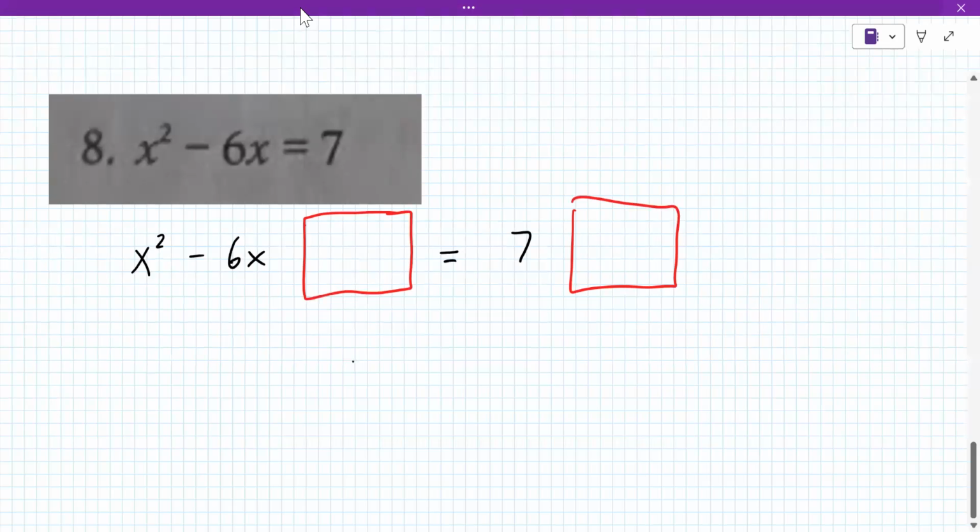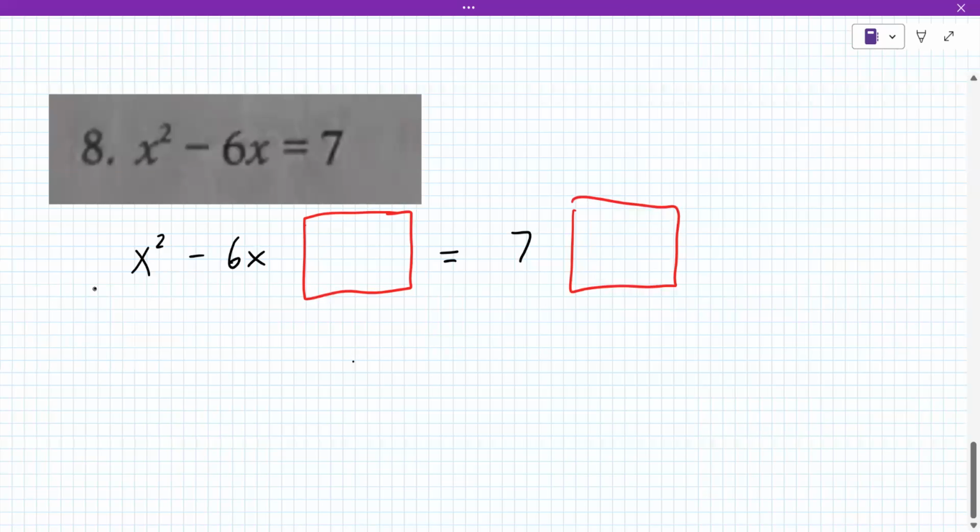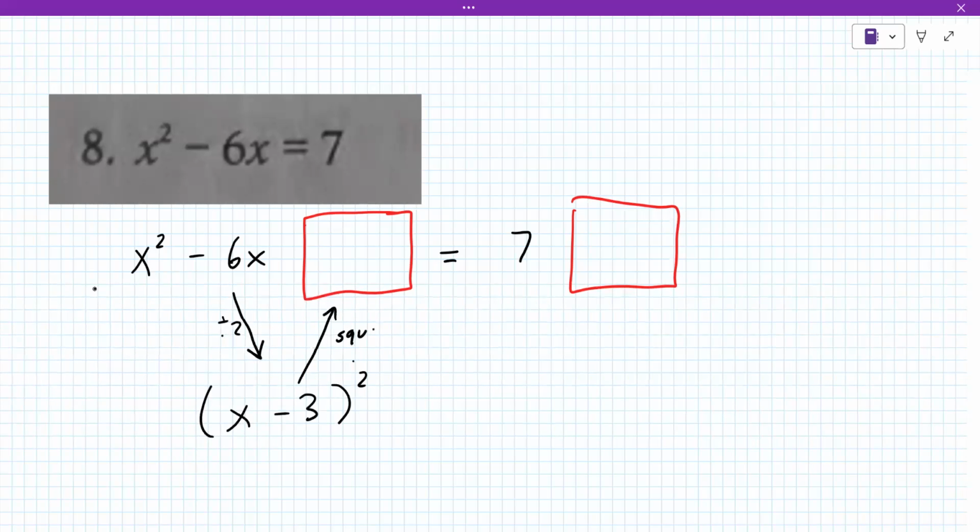And you're like, well, how do I do that? How do I figure out what goes in the square? Well, it's not too bad. It's the same thing we've been doing. You have to take this -6 and cut it in half. What is -6 divided by 2? -3. So you divide it by 2, and then you square this number.